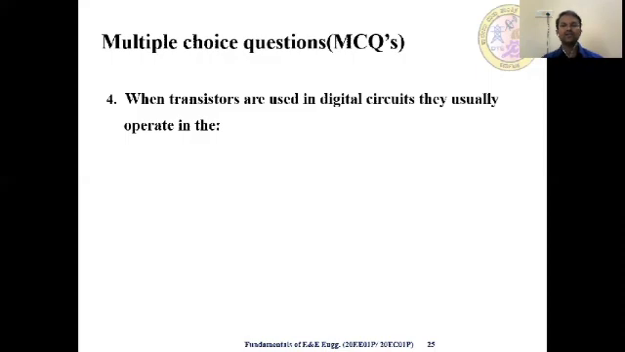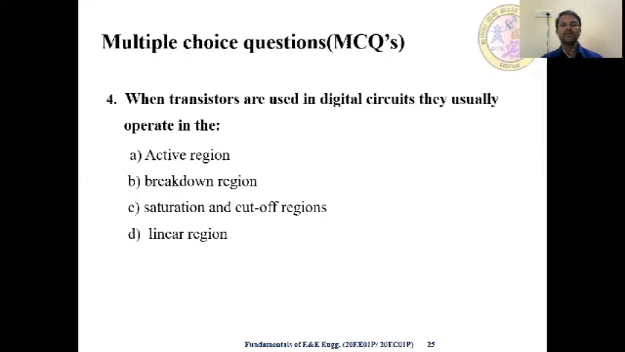When transistors are used in digital circuits, they usually operate in the dash, and the options given are active region, breakdown region, saturation and cutoff regions, linear region. And the correct option is C, that is saturation and cutoff regions. When transistors are used in digital circuits, they work as an electronic switch. So when the transistor is in off condition, it is in cutoff region, and when the transistor is in on condition, it works in saturation region. So hence option C is the correct answer here.